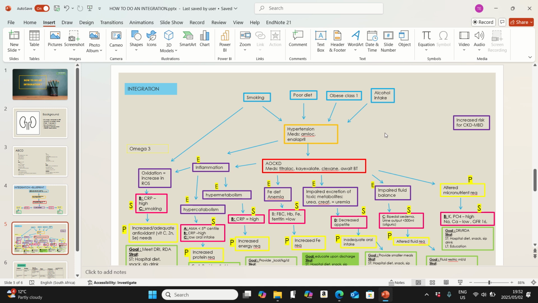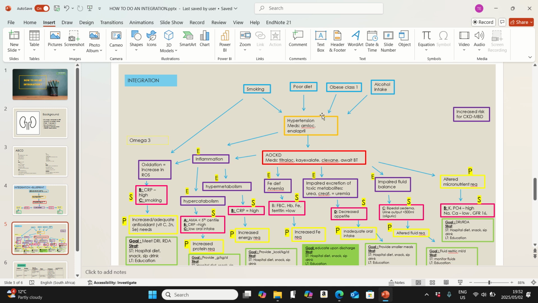So, just to be clear, it's important to include your medication. We also know meds falls under the clinical component of the assessment. So that's important. And then all of that contributes towards hypertension. The hypertension then obviously caused or contributed towards the acute and chronic kidney disease, right? Because we know the kidney is important in maintaining and controlling blood pressure.